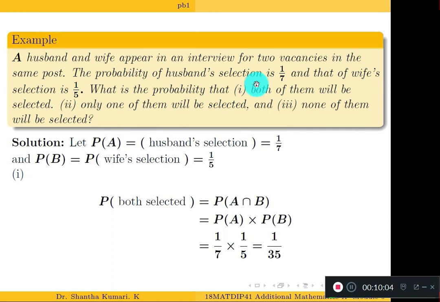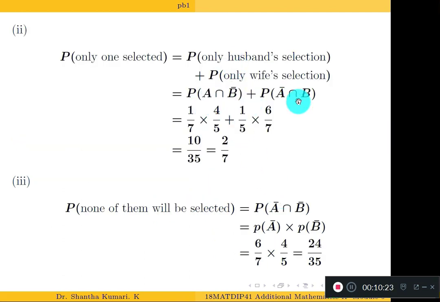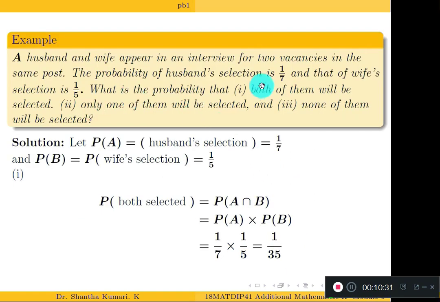Similar types of problems with other sentences may be given. Usually they give you two events A and B with this type of notation, P of A intersection B, but instead of giving the notation, they will give you sentences. Both means intersection. Exactly one means this notation. None means this notation. At least one, I have not used in this problem; at least is not asked. What is the notation for at least? Probability of A union B. So remember the notations.